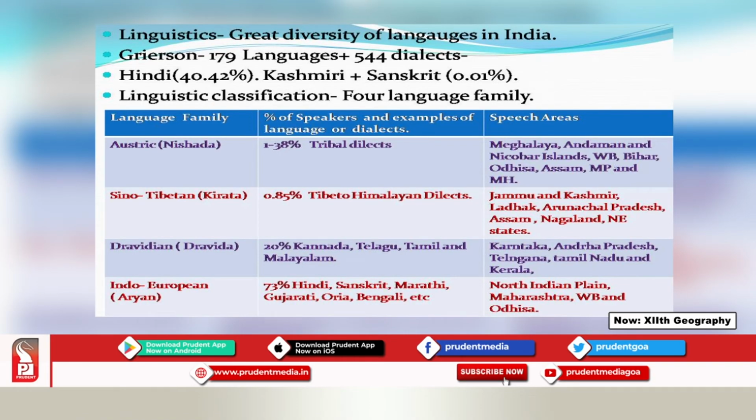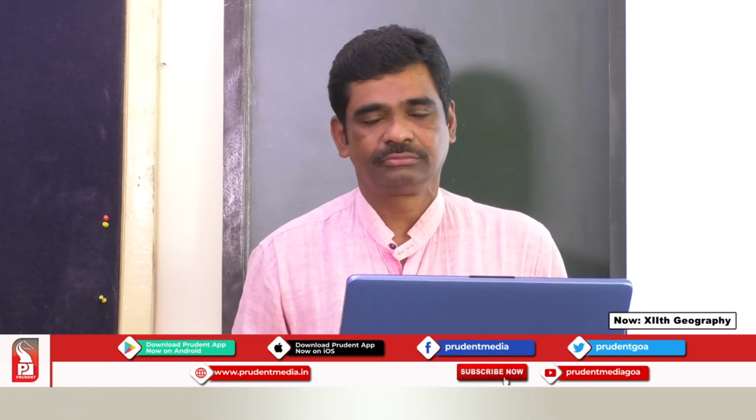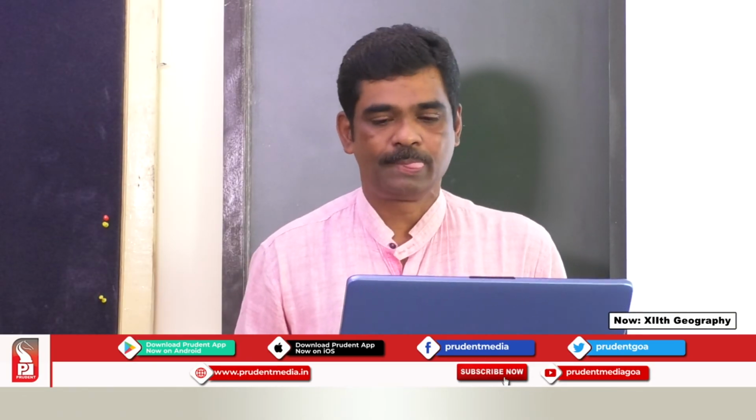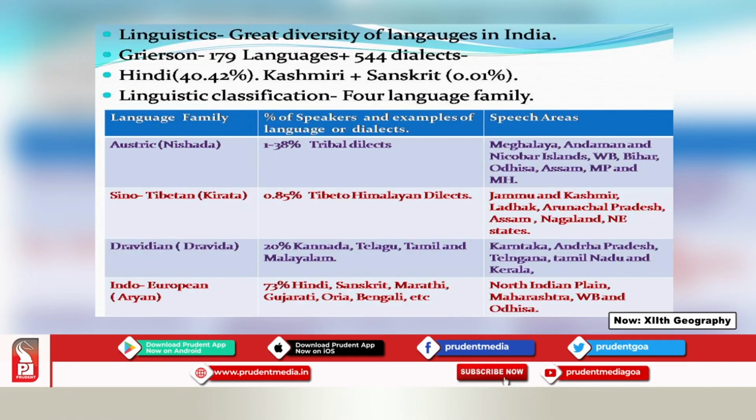Next is Sino-Tibetan, second language family. It is called Tibeto-Burman. It is spoken by 0.85% of the total population of India, particularly in Tibeto-Himalayan dialects, border areas of Tibet and India. These dialects are spoken in Jammu Kashmir, Ladakh, Arunachal Pradesh, Assam, Nagaland, northeastern states of India.